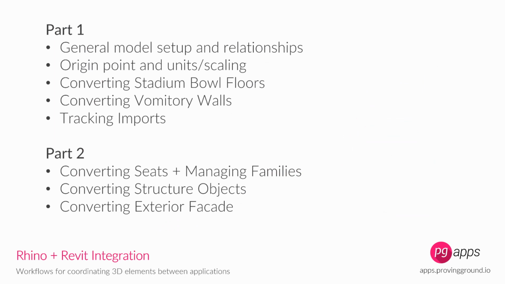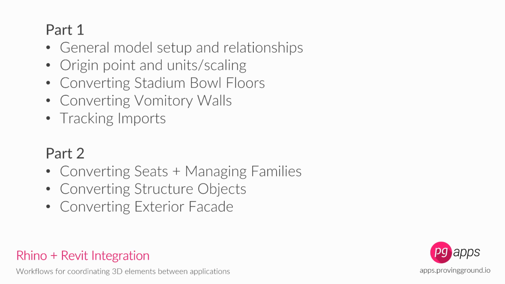So we're going to be dividing this session up into a couple of components. I'm going to lead right into a general model setup set of recommendations, and we'll explore relationships between Revit models and Rhino models. We'll talk about basic stuff like origin point modeling and scaling of model assets. Then we'll dive into converting some objects over, such as the stadium bowl and seating, and some specialty wall components called vomitories in the stadium world. And then we'll talk about tracking imports.